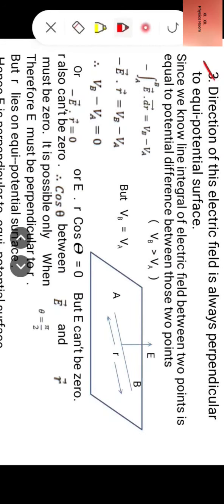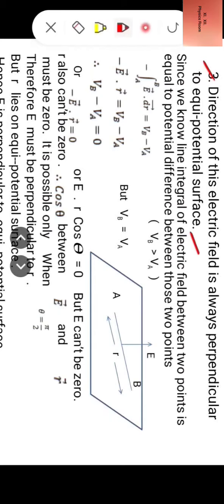Now, the third feature of equipotential surface: the direction of the electric field is always perpendicular to the equipotential surface. I repeat, the direction of electric field is always perpendicular to the equipotential surface. Let us see how it is.